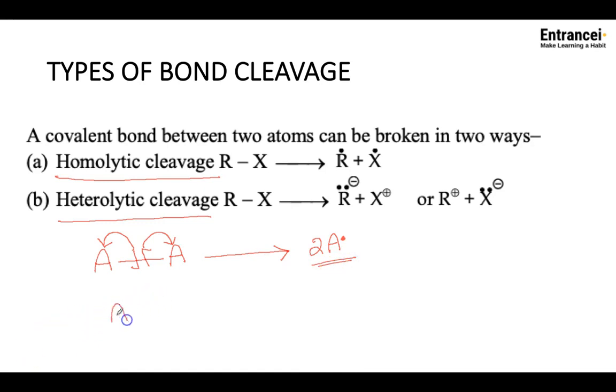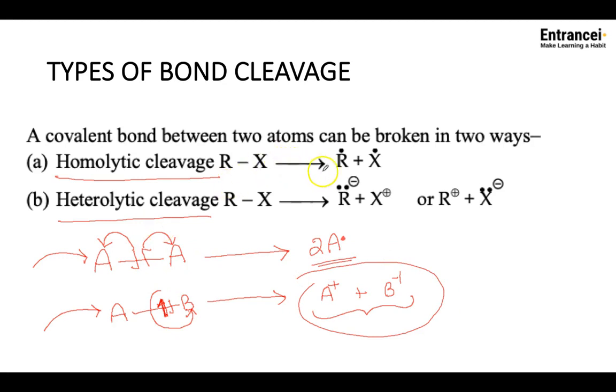Now there is one more possibility. Let's say B is another atom and B is more electronegative than A. So if we cleave this bond, both the electrons are taken by this B. Now what happened? This A loses one electron and this B gains one extra electron. So the charge of B becomes minus one, and because A loses one electron, the charge of A becomes plus one. So we will get two ions, A plus and B minus. If the bond cleavage is by the first method, it is known as homolytic cleavage. If the bond cleavage is in this method, it is known as heterolytic cleavage.